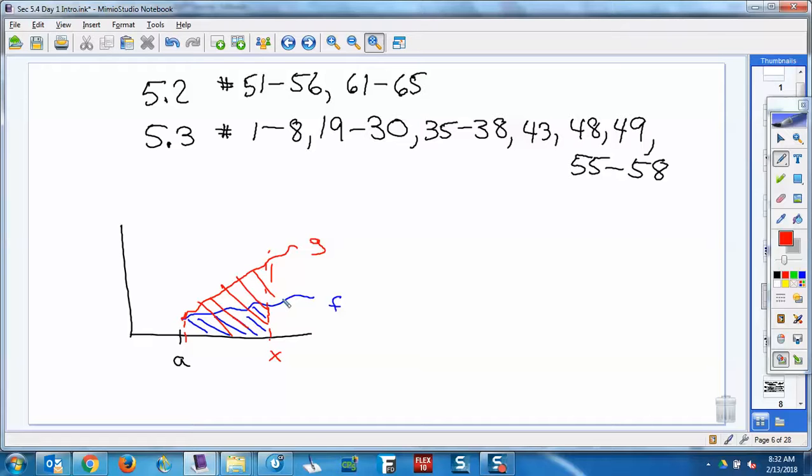Okay, what else? And that's how you could explain it, just with graphs and words.